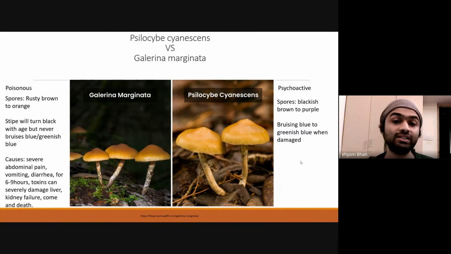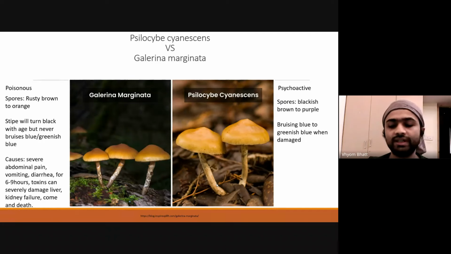Galerina marginata are also called funeral bells. If you are looking for something like Psilocybe cyanescens and you eat Galerina marginata, it is possible that you will have serious effects like liver damage, kidney failure, and it may result in death also. So be very careful when you're looking for such mushrooms in the wild. Another feature for psilocybes is that you can bruise them and they will bruise blue, which will not be the case with Galerina marginata. Mature specimens of Galerina will have a dark colored stripe, which you won't find in psilocybes. If you hurt psilocybes, they will bruise blue or greenish blue.